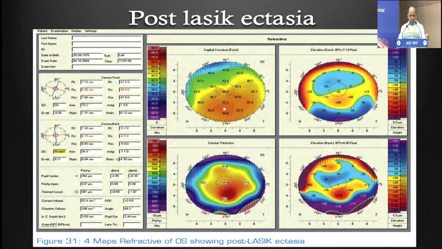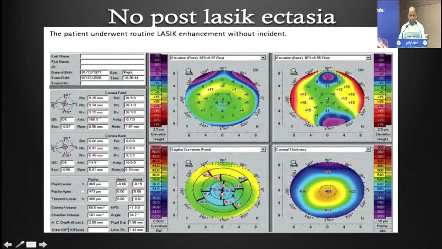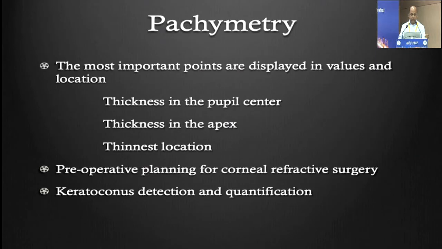This is another case of post-Lasik ectasia. You can see central steepening with peripheral flattening. So this is the case after surgery. This is a case after Lasik, but there is no post-Lasik ectasia. There is a well-centered ablation, central flattening, and mid-peripheral steepening, which has to be there in post-operative Lasik patients.